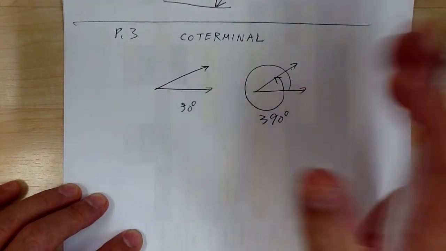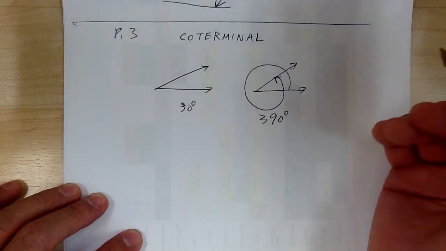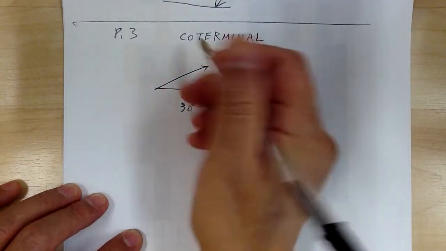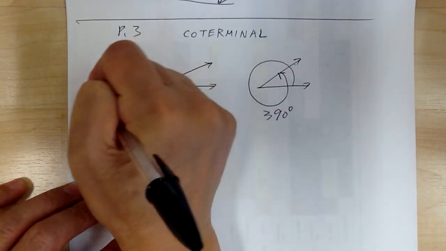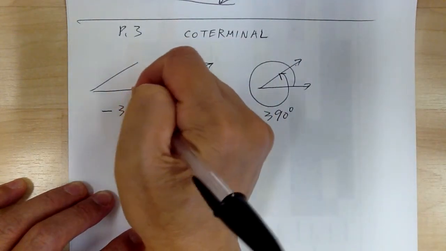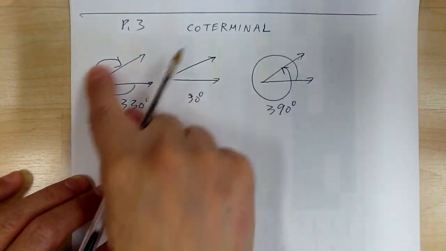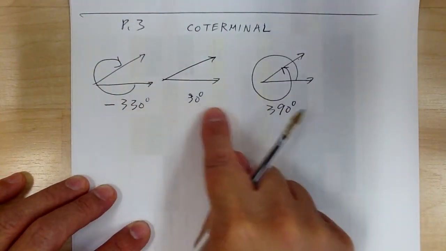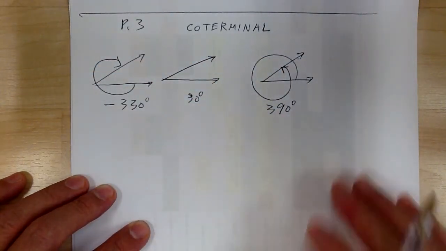Now, getting coterminal angles is very easy. You just keep adding 360 or subtracting 360. In other words, you can go backward. So you can have negative 330 degrees, and you will have the same angle. If you go backward this way, all these three angles are coterminal. If you put one on top of the other, they will become exactly the same.